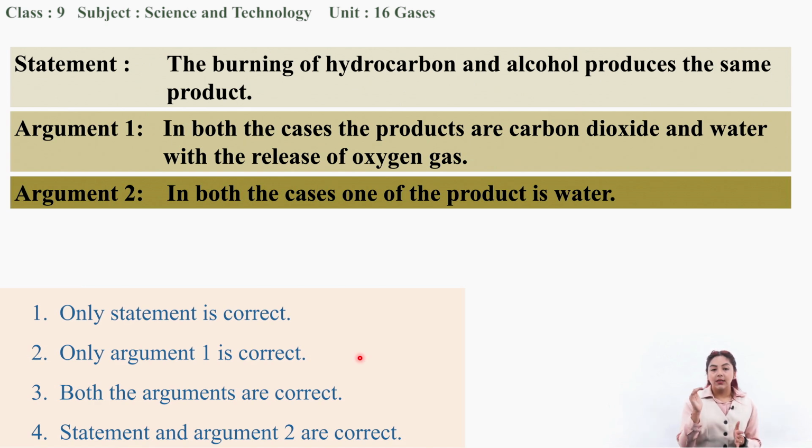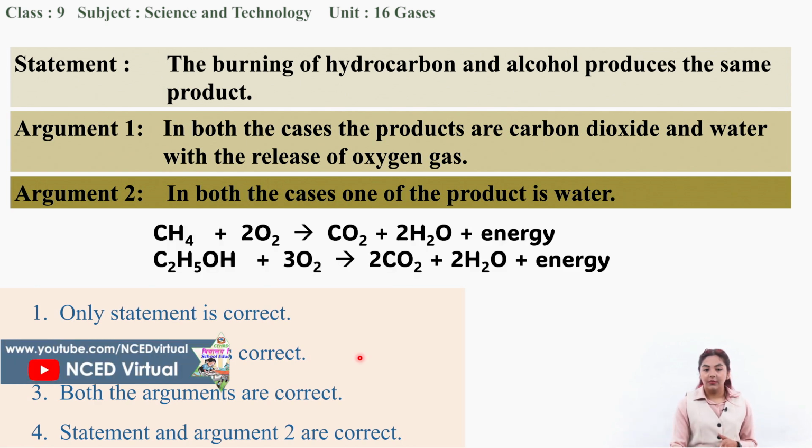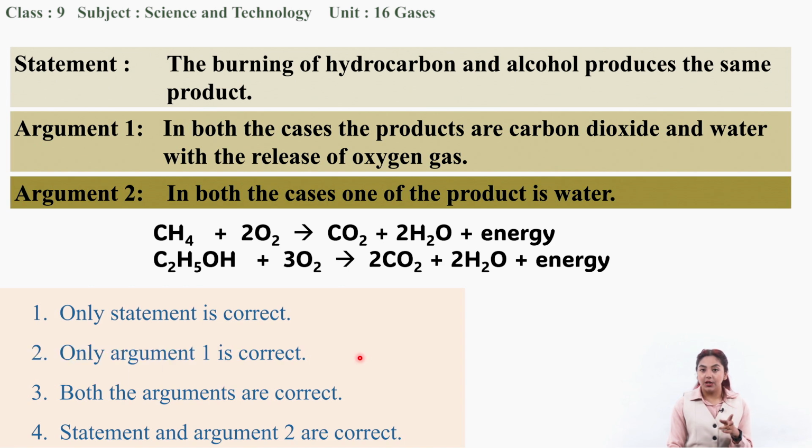So now let us study the statement and arguments one by one. The burning of hydrocarbon and alcohol produces the same product. Is it true? Yes, it is true, because I already explained to you during the chemical properties of oxygen that when hydrocarbon is burned with oxygen, it gives us carbon dioxide, water and energy. Similarly, when alcohol is burned with oxygen, it also gives us carbon dioxide, water and energy. So the statement is correct.